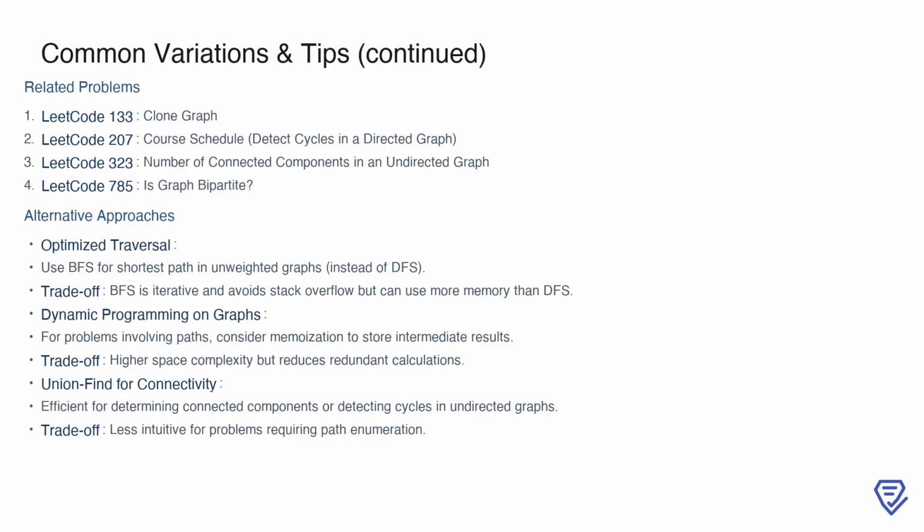Now, exploring alternative approaches can also be helpful. For example, use BFS instead of DFS for shortest paths in unweighted graphs. BFS avoids stack overflow since it's iterative, though it may use more memory than DFS. For path-related problems, dynamic programming with memoization can store intermediate results, reducing redundant calculations at the expense of higher space complexity. Union find is another powerful technique, particularly for determining connected components or detecting cycles in undirected graphs. Though it's less intuitive for path enumeration, it's highly efficient for connectivity problems.